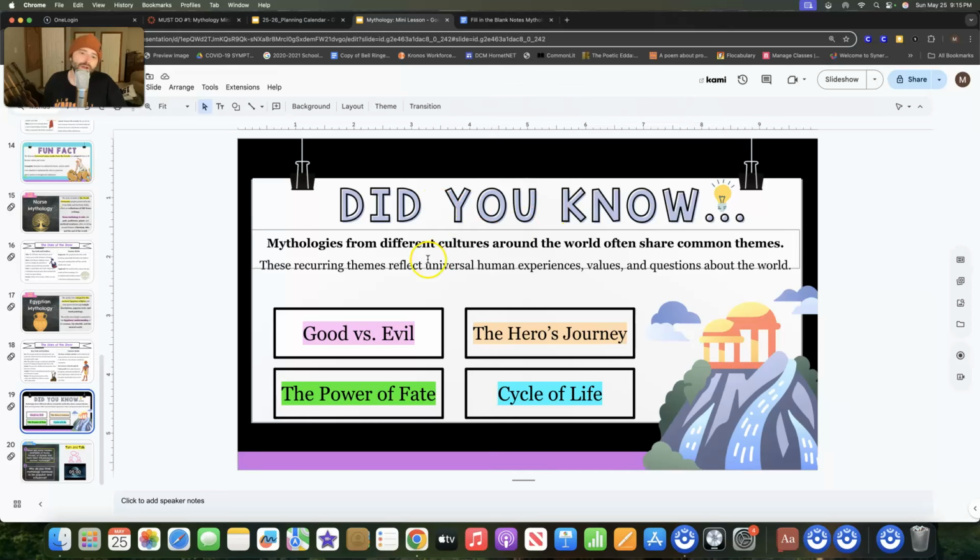Finally, did you know mythologies from different cultures around the world often share common themes? These recurring themes reflect the universal human experiences, values, and questions about the world. So good versus evil, hero's journey, the power of fate, cycle of life. And honestly, a lot of these themes have kind of translated to our world and our time.